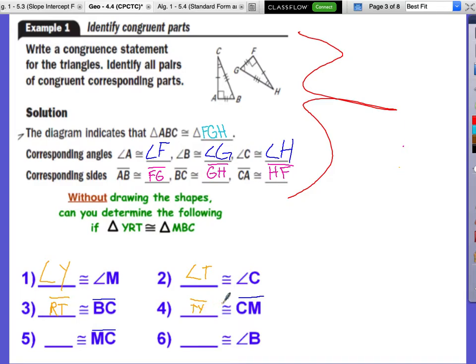The next one's MC. It could be YT or it could be TY. It'd be the same either way. Okay. Angle B is congruent to what angle? R. Second letter, second letter. Questions over that, class?